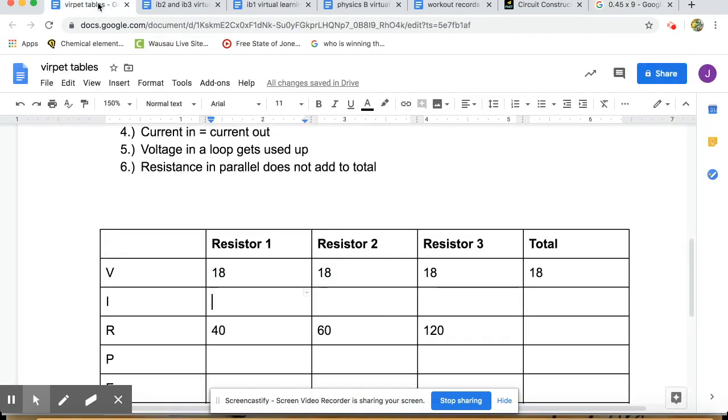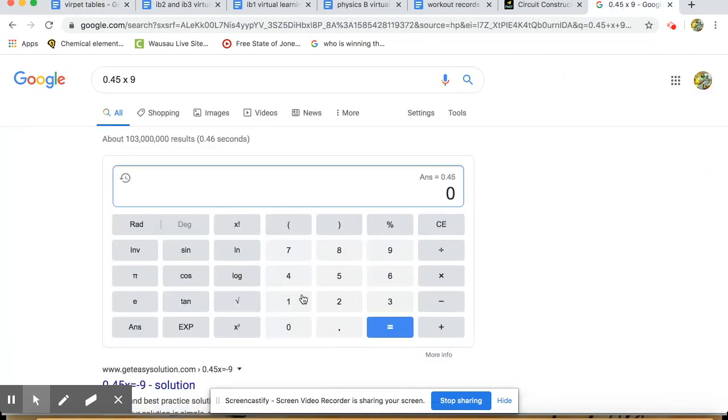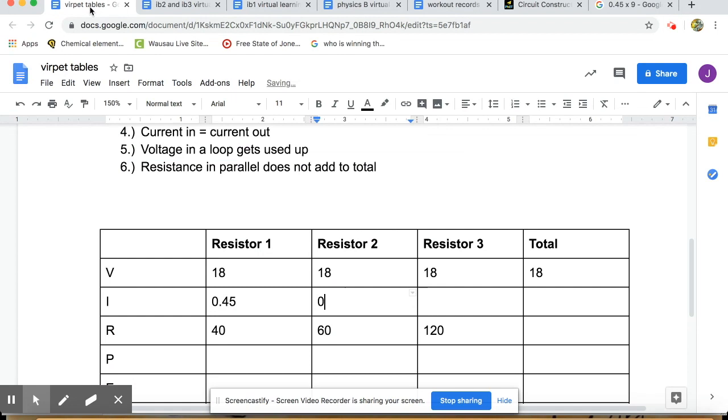So this would be 0.45. This one I would take 18 over 60. It's 18 over 60. That's 0.3. And 18 over 120, that's going to be 0.15.